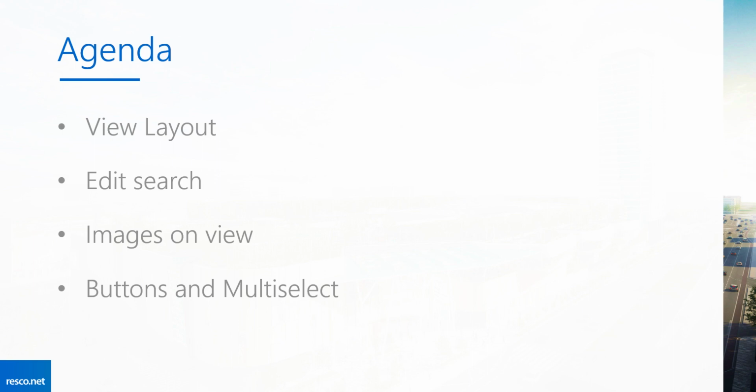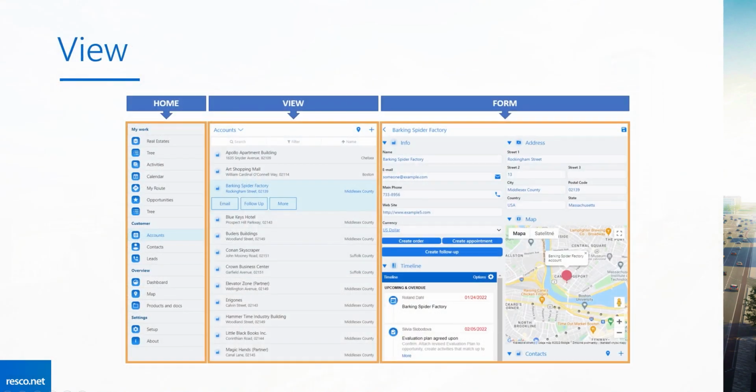So what is a view and what is its purpose? Well, the view, as you can see, is basically a listing of all the records which belong to a particular entity, as in this case, it's an account entity. We see all the records in the view, and then through the view we can access the form where we can directly edit record fields for the particular record which we selected in the view.